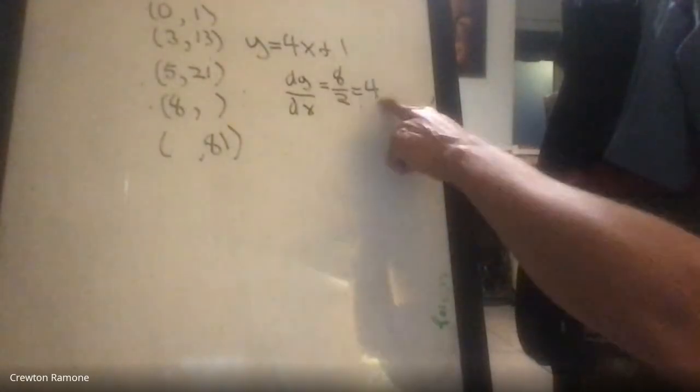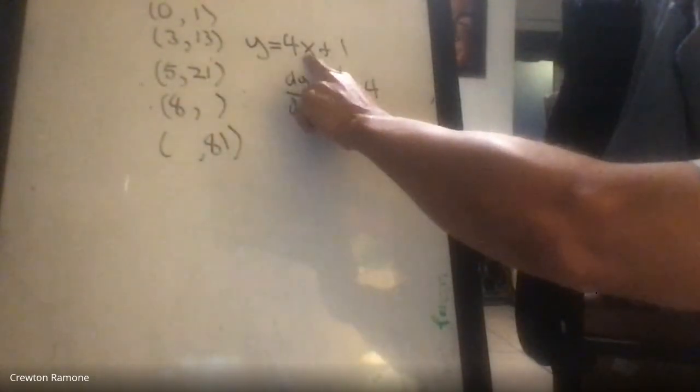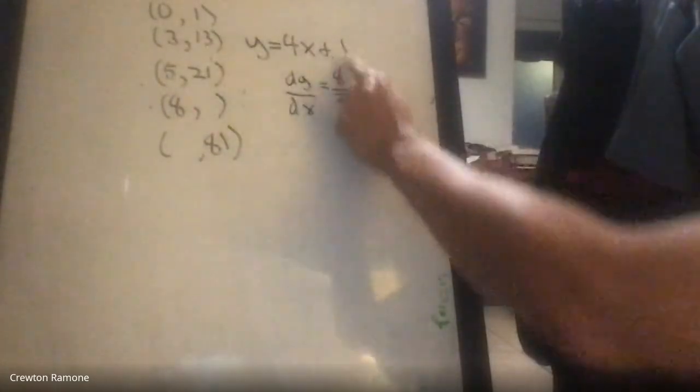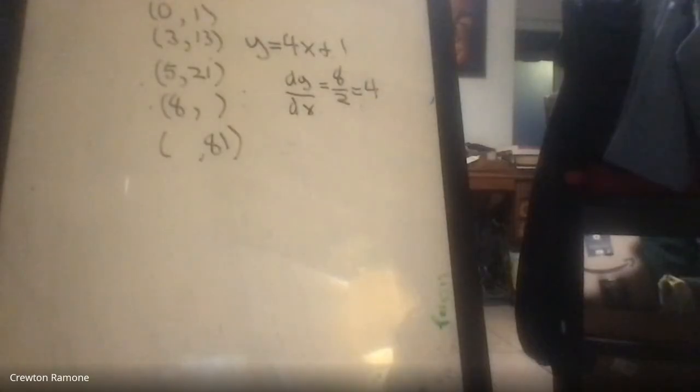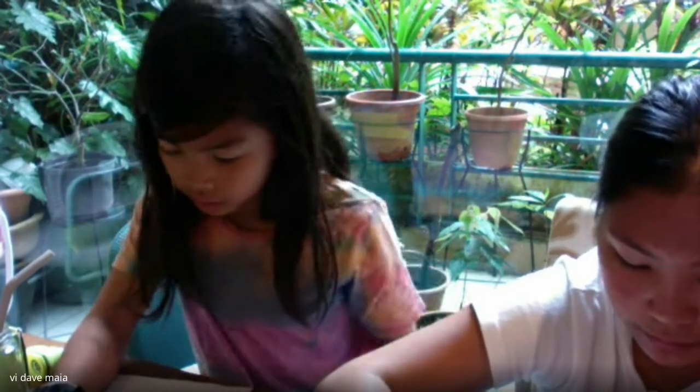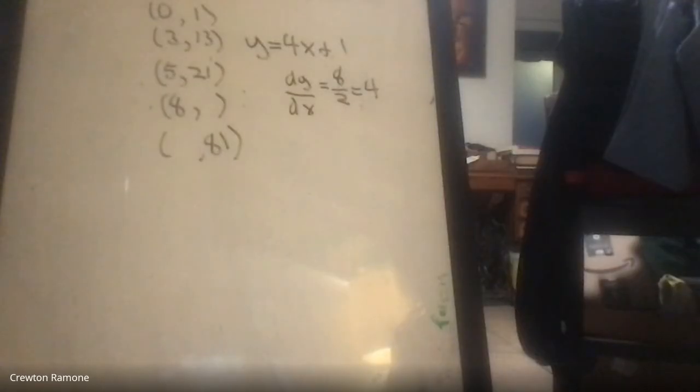How do I know that? Well, because if I put 3 times 4, I get 12, and I have 13, so I have to add 1. If I had 5, okay. Oh, wait a minute. y is 4x plus 1. Yep. So that was the formula.